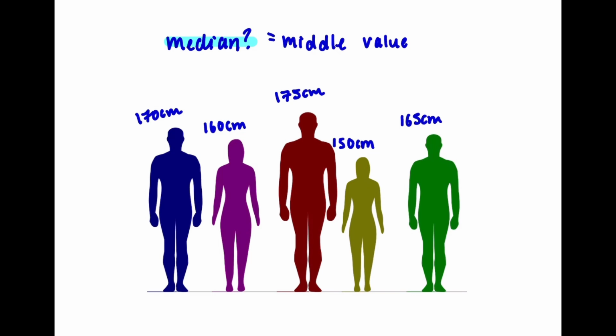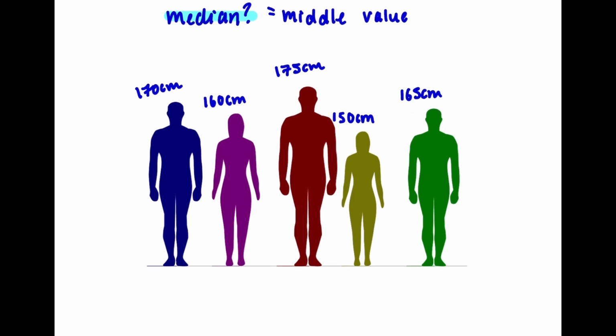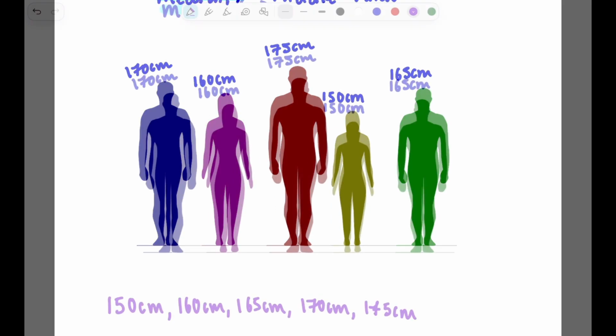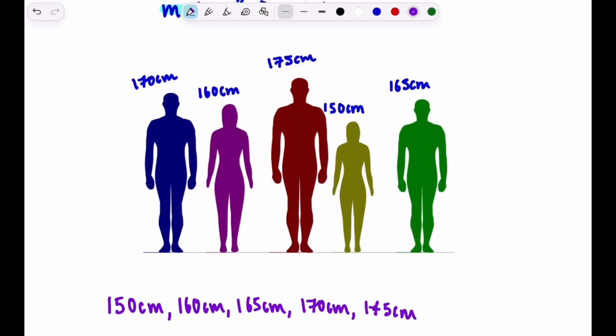Let's try to understand this using an example of people with different heights. So here we have 5 individuals with heights of 170 centimeters, 160 centimeters, and so on. The first step to finding the median would be to order their heights in an ascending order. So let's do that.